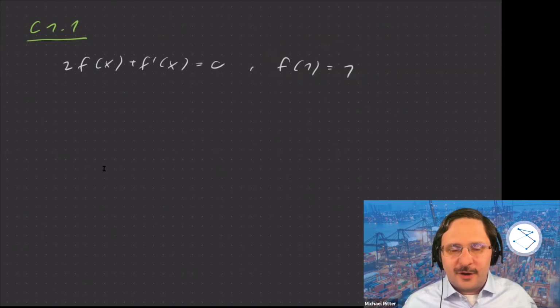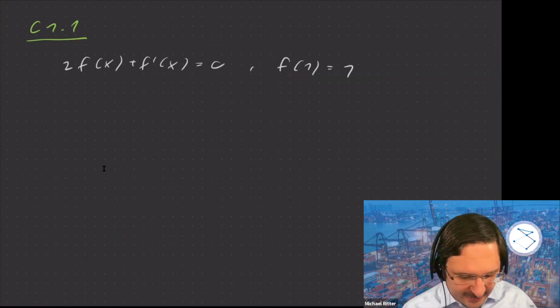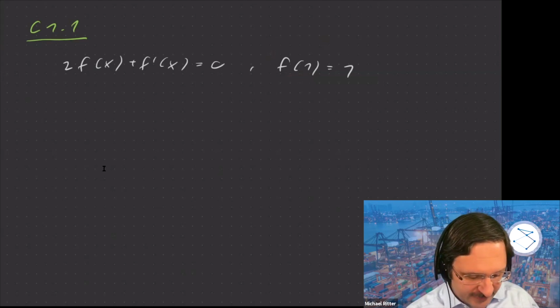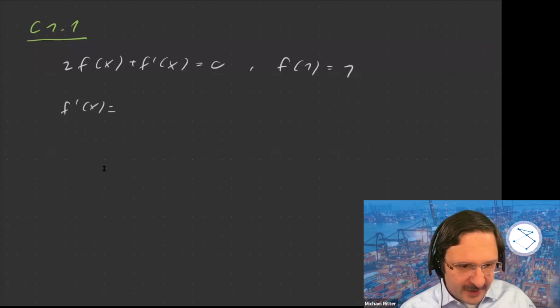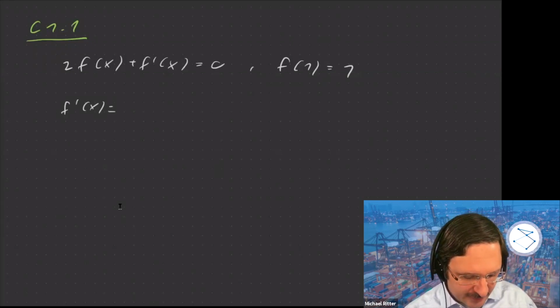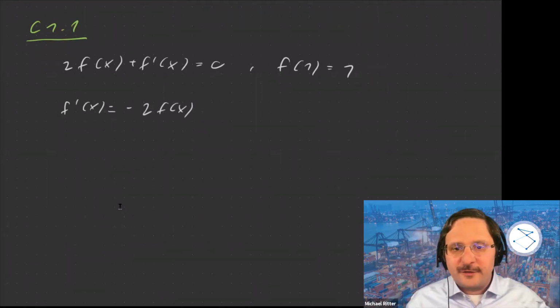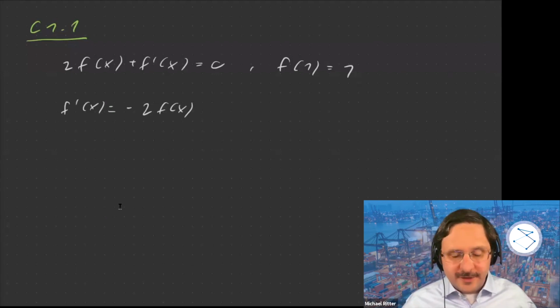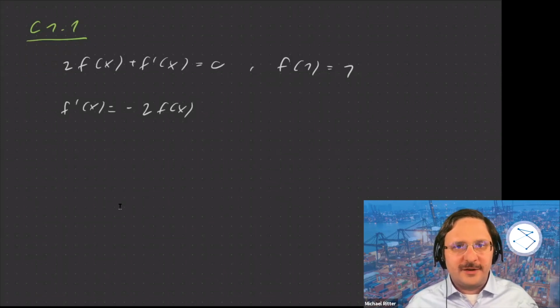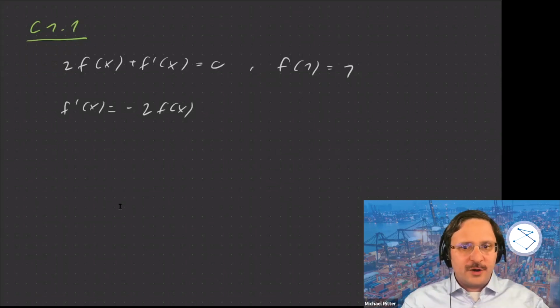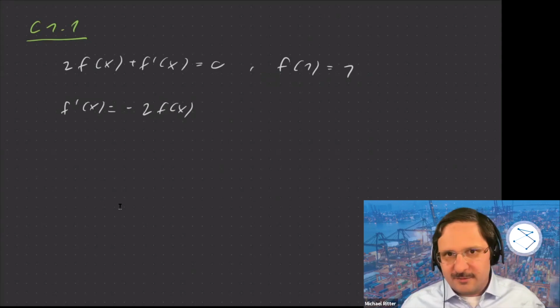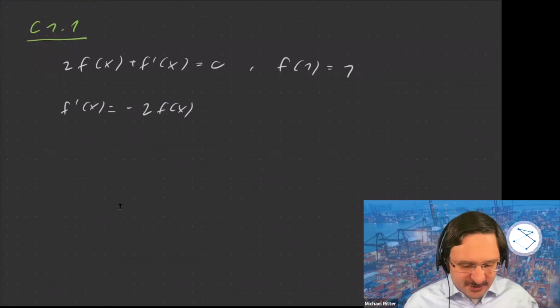We've talked in the videos about how to solve differential equations of this type. What we do is we first solve this equation for f prime. So we get f prime of x equals minus 2f of x. So basically we're looking for a function such that the derivative is minus 2 times the original function. So differentiating reproduces the function up to a constant. And I hope you all know which function we can use to solve this.